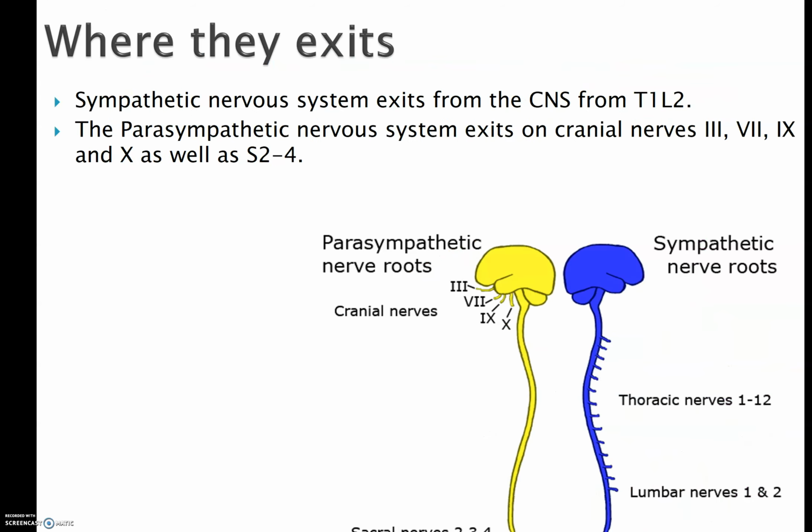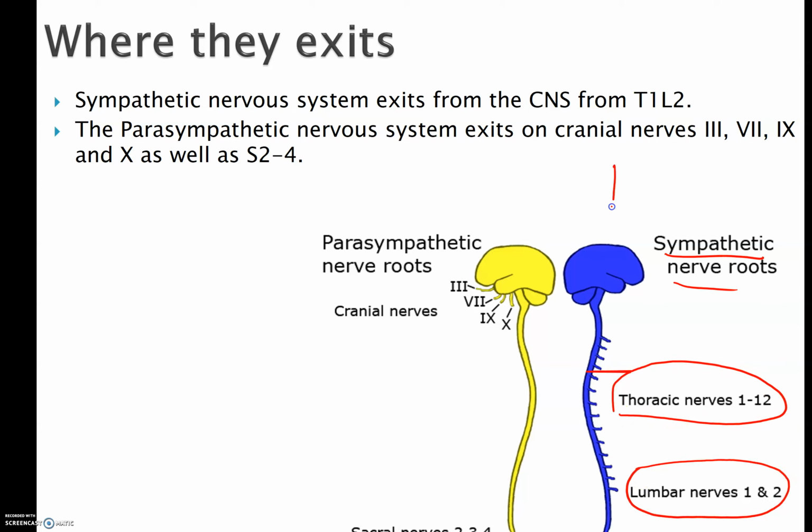So, let's look at where they exit. The sympathetic nervous system is going to exit through the thoracic nerves, 1 through 12, and the lumbar nerves, 1 and 2. So the sympathetic exits T1 through L2.